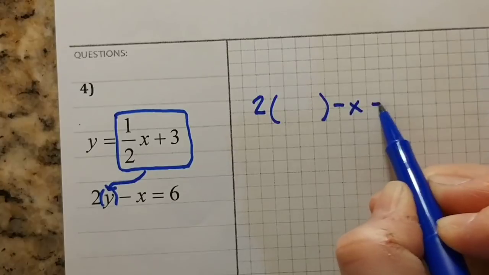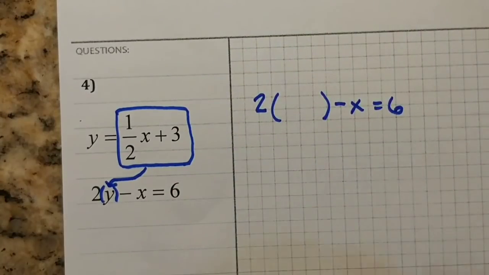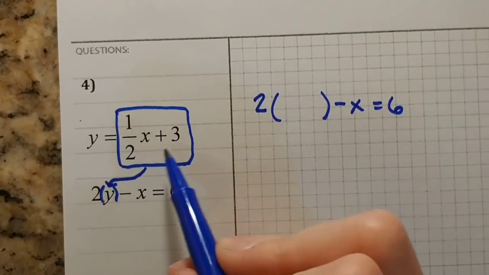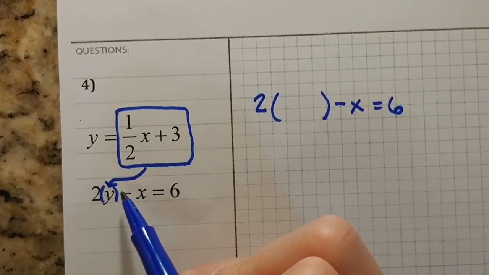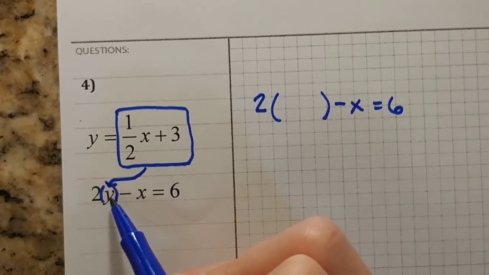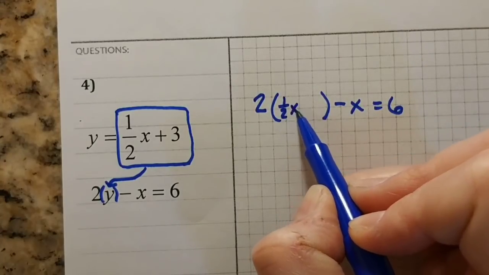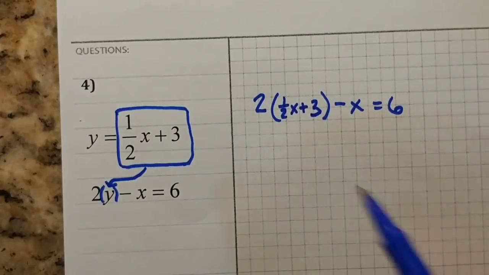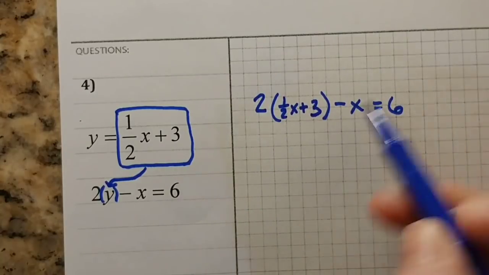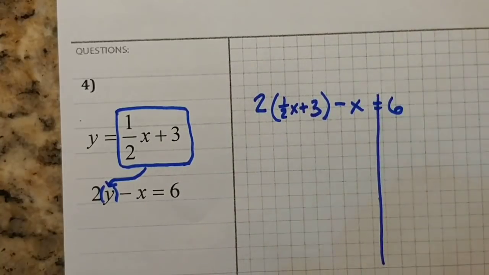Okay, so y is half x plus 3. So I'm going to put half x plus 3 right in here for y. You got that? Right in here for y. Half x plus 3. Now I have an equation with just one variable, an x. So let's go ahead and see if we can solve.